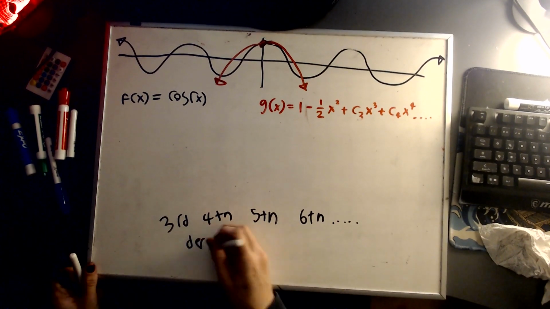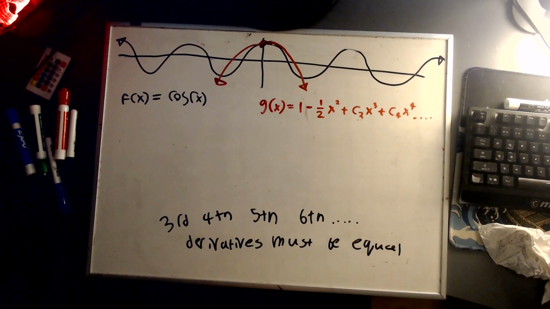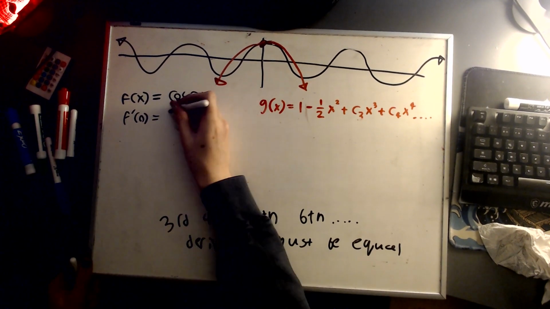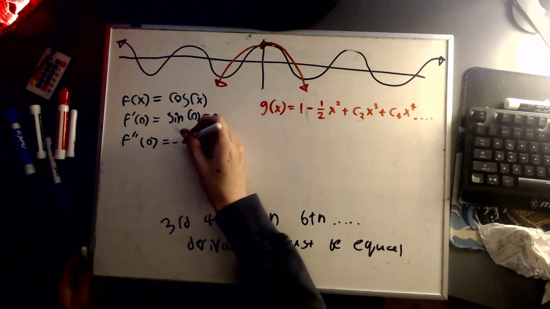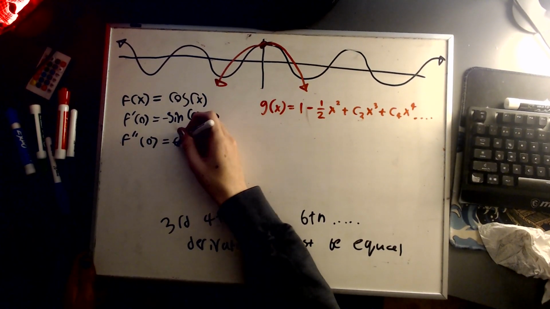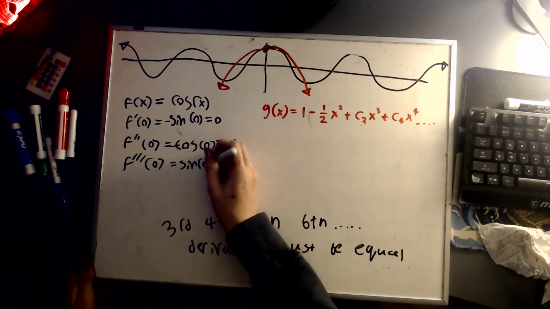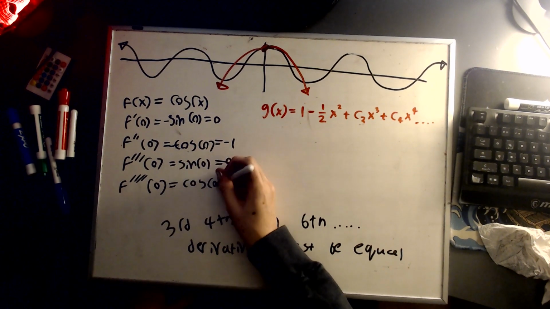The third, fourth, fifth, sixth, etc. derivatives of our Taylor series must be equal to the third, fourth, fifth, sixth, etc. derivatives of our function cosine of x all the way to infinity to make it as accurate to cosine of x as possible. And as we've learned before, the derivatives of cosine of x will loop from cosine of x to negative sine of x to negative cosine of x to sine, and back again.